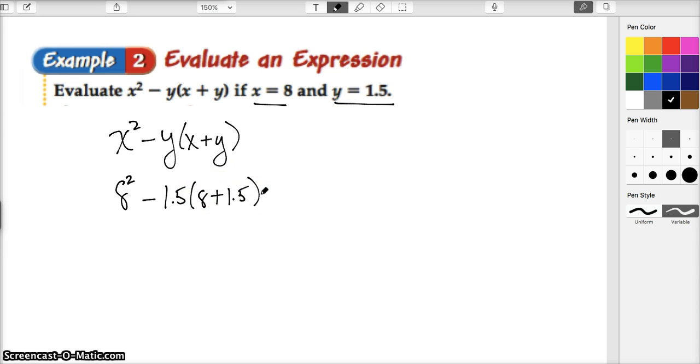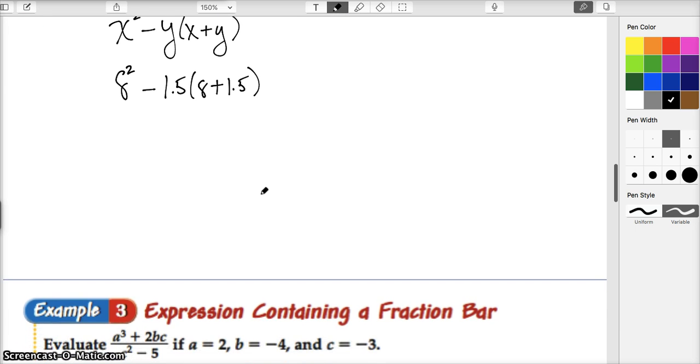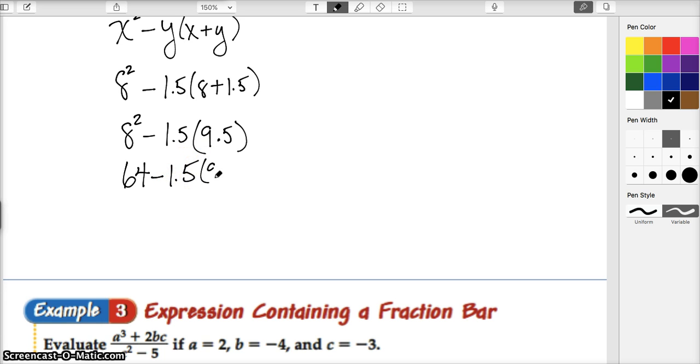Now that I've done that, I've got a similar problem to the last one, and I've got to honor my parentheses, because that's the thing that I'm supposed to do first. Remembering that this means multiplication with whatever I get, so I have a 9.5 here. The next thing I'm going to do is I'm going to deal with this exponent here. So I know that 8 to the second power is 8 times 8, which is 64. Now I've got 64 minus 1.5 times 9.5.